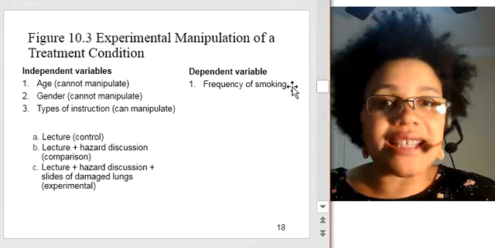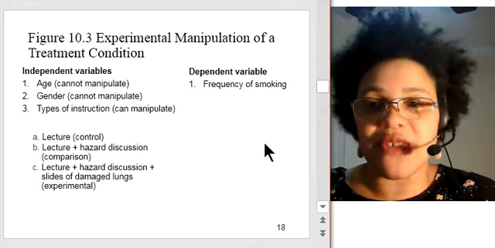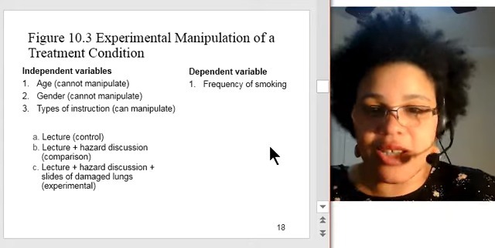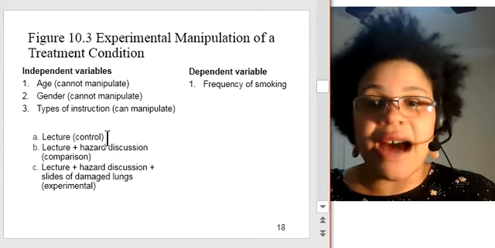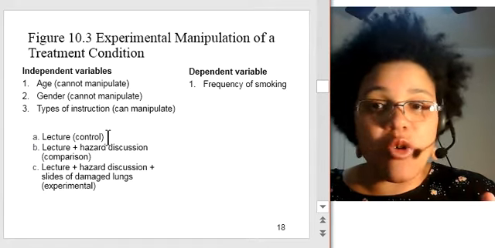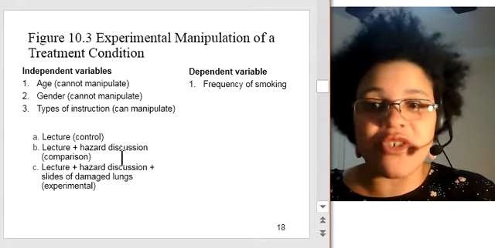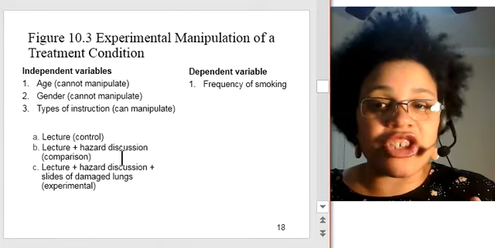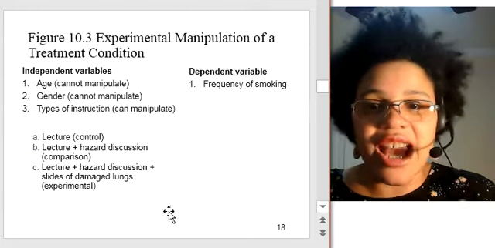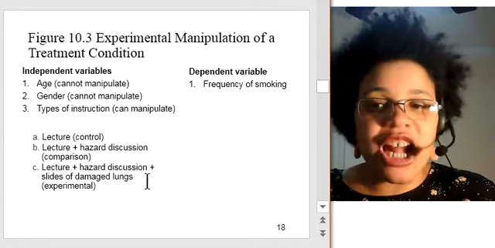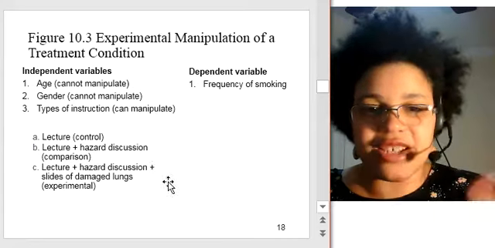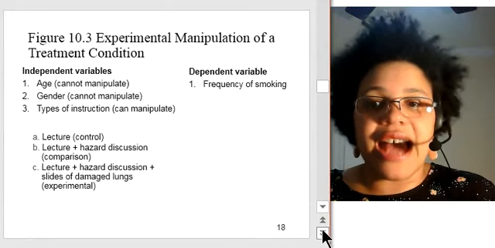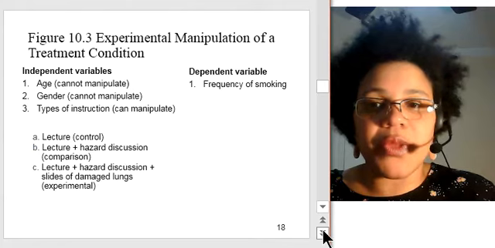And then later on we can test. Our outcome might be how frequently they're smoking after they've gotten our treatment. Okay? Or one of a variety of conditions. How frequently are they smoking after they've gotten the normal lecture we always give? How frequently are they still smoking after they get our normal lecture plus a discussion of the health hazards? And how frequently are they still smoking when they get the health hazards, as well as slides of damaged lungs, for example? And that's what we manipulated. Those are our 3 treatment conditions.